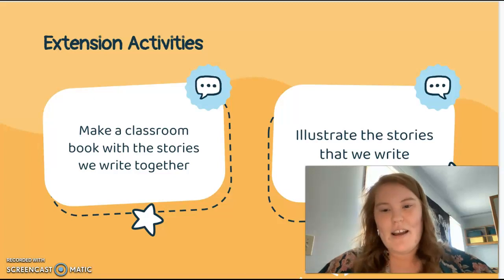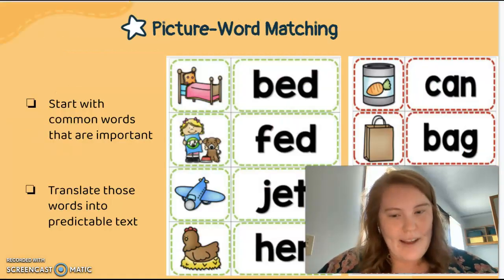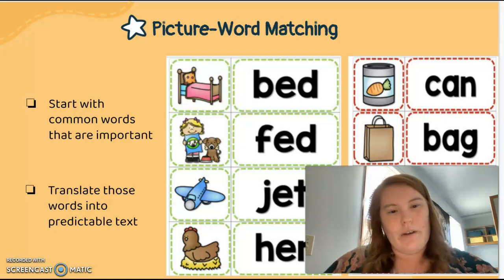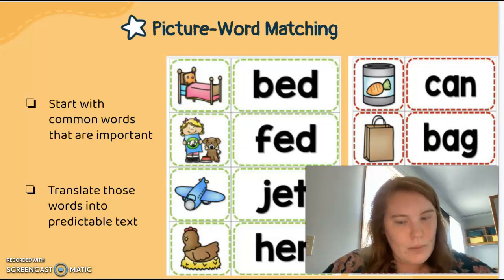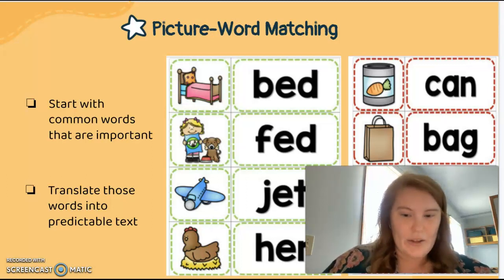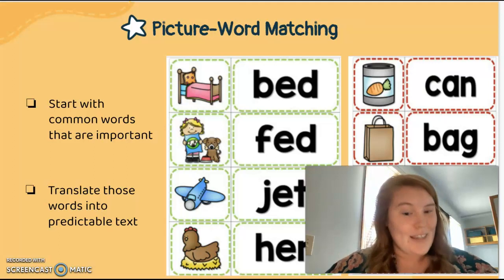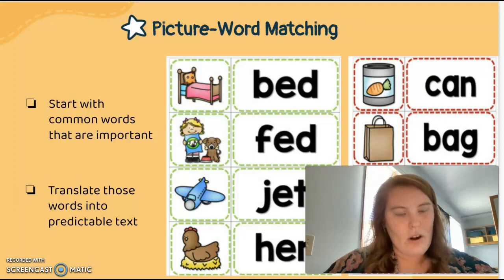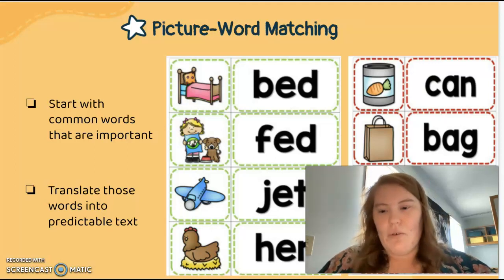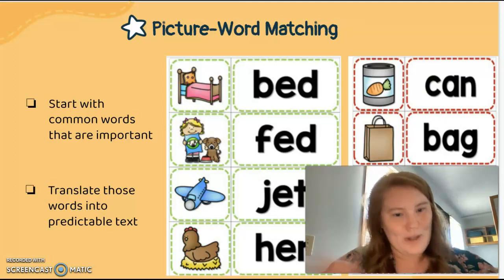The last foundation that I want to use for the different activities that I've planned is picture word matching. I really liked how the text pointed out to start with common words that are important and then start to translate those into predictable text. I have seen these types of cards used in the classrooms I've been in, and I think it would be really great to incorporate different activities where the students have the cards with the picture and the word on it, and then other activities where it's just an individual picture and an individual word, and then we match them together. I thought that would be a really good way to start associating the pictures with the words.